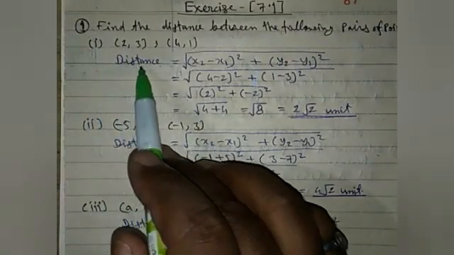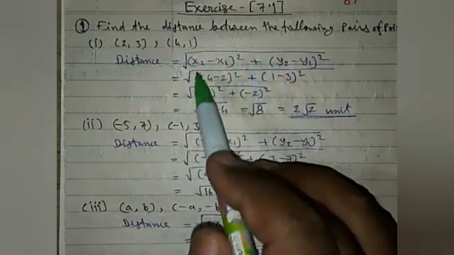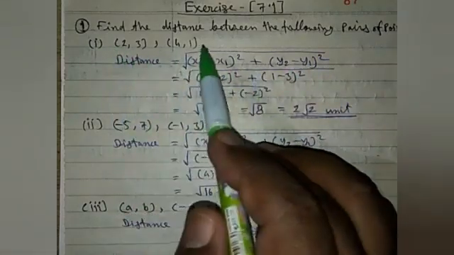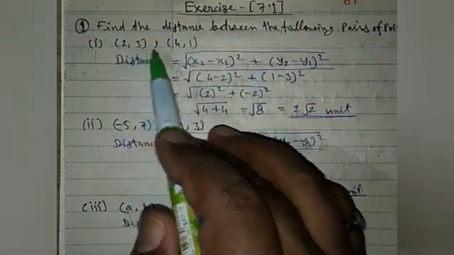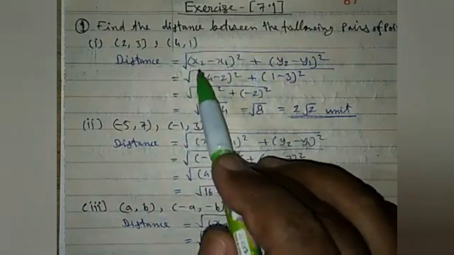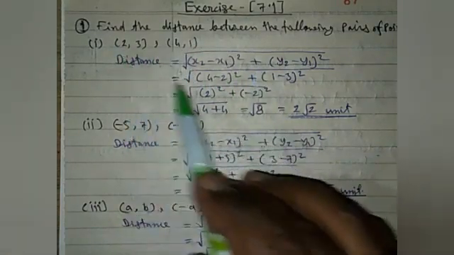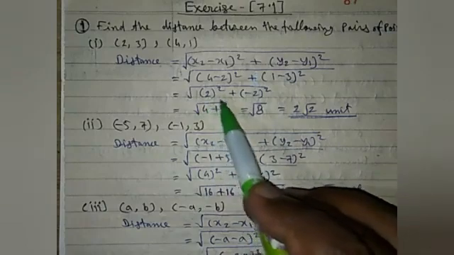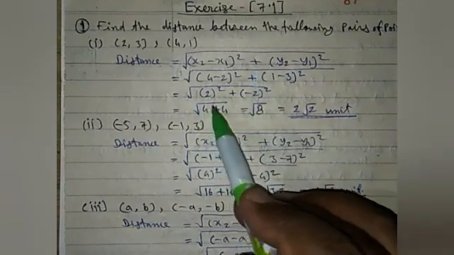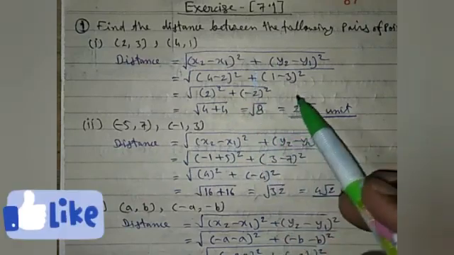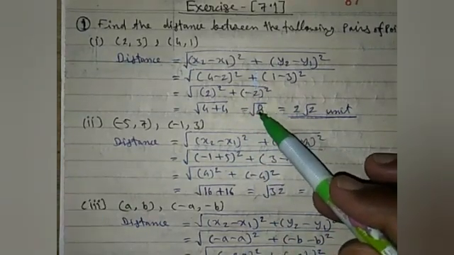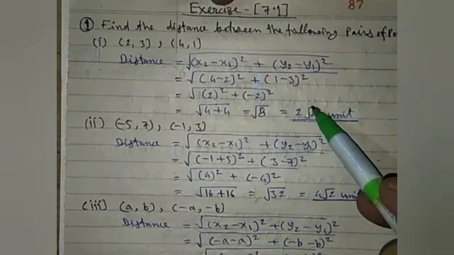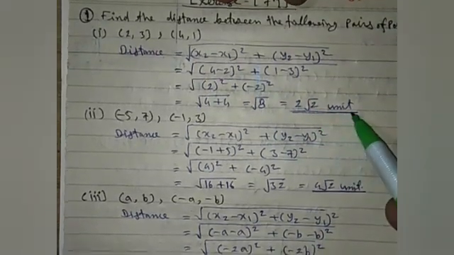Here using the distance formula, that is equal to under root (x2 minus x1) whole square plus (y2 minus y1) whole square. Here substituting the values, the first bracket is x1, y1, second is x2, y2. So here it is under root (4 minus 2) whole square plus (1 minus 3) whole square, that is equal to under root 2 square plus (-2) whole square. So it is equal to 4 plus 4, that is equal to root 8. Here 8 is 4 into 2. So square root of 4 is 2. So it is equal to 2 root 2 units.